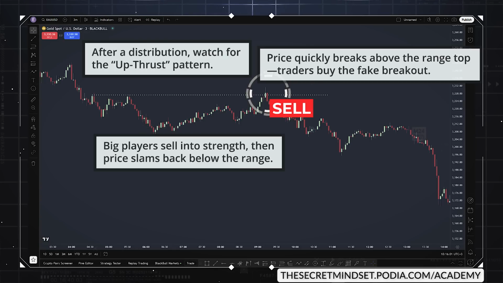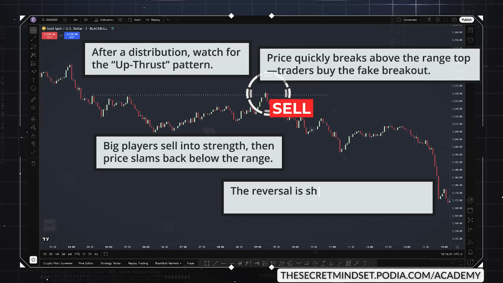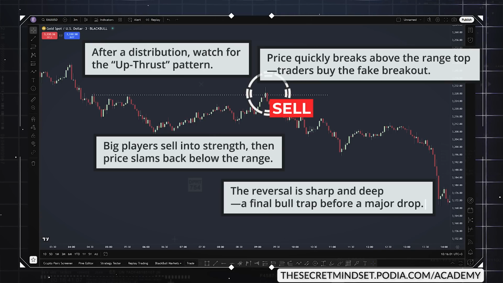The big players used it to dump their inventory on eager buyers. The market can't hold the higher price. The reversal is fast and deep. This is the last bull trap before the markdown phase, where price drops hard.